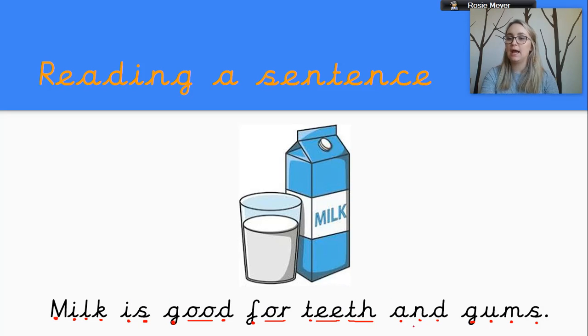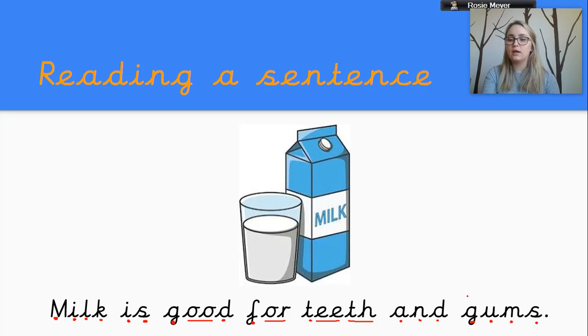And gum, gums. So milk is good for teeth and gums. There were lots of words there for us to read, so well done, fantastic job. Now remember that you need to be making sure that you're blending the words to be able to read the word and repeating the words in the sentence so that we can read the sentence. Okay, so there's lots of skills for us to practice here today.